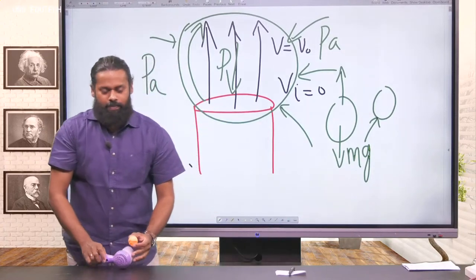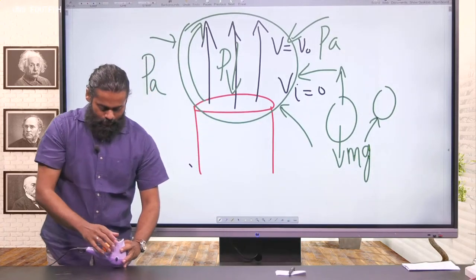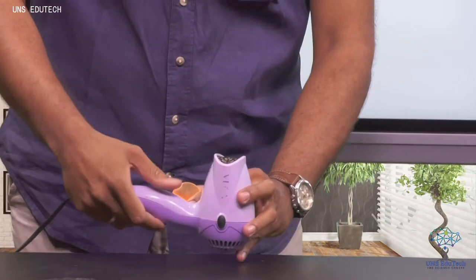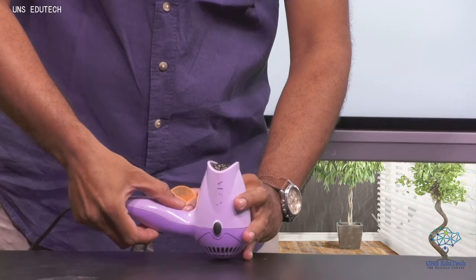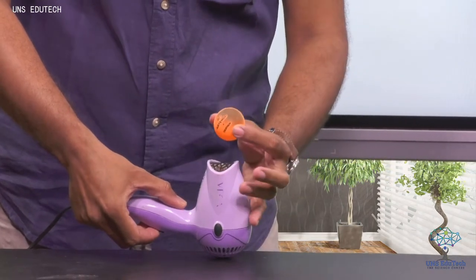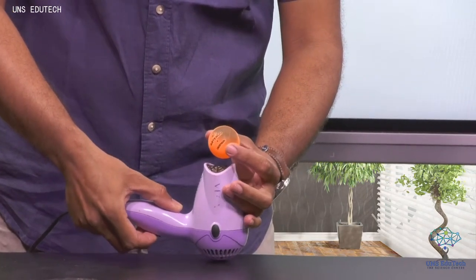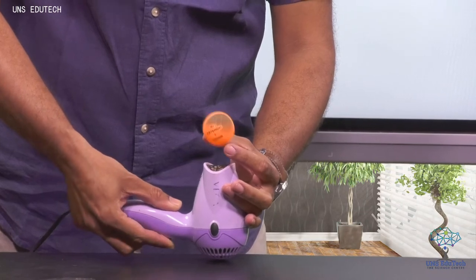Okay, let us see. Here I have this jet. This is actually a hair dryer. Now I'm going to switch this on. I have a ping pong ball here. See, I'm placing it here. I'm going to switch this on.